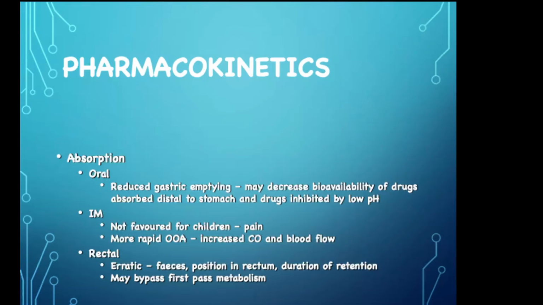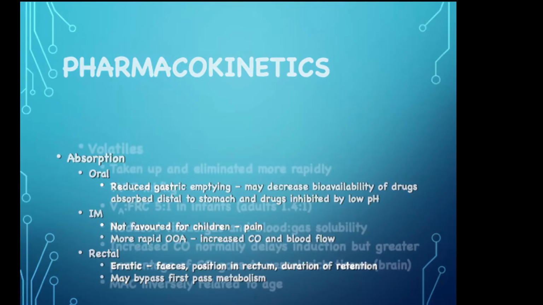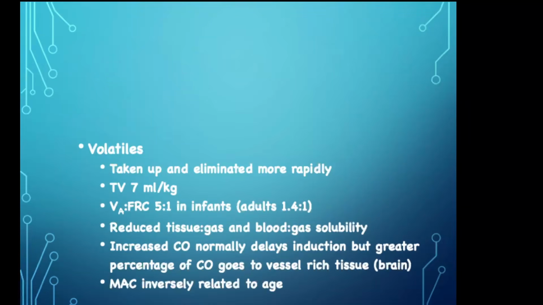IM is not favored for children due to the pain, as well as the fact that it has a very variable blood supply, and so it has an unpredictable onset, duration of action, and side effects. Rectal absorption is also erratic and can bypass first-pass metabolism. Volatiles in infants are absorbed and eliminated more rapidly. They have a reduced tissue gas and blood gas solubility.